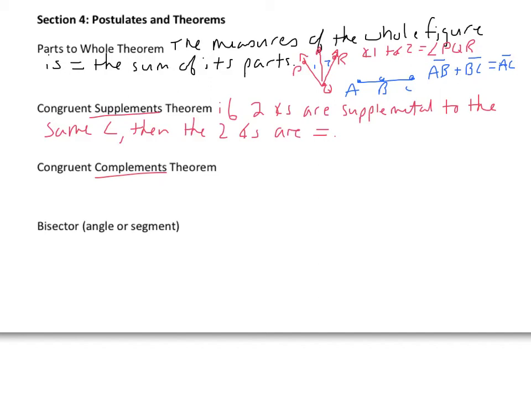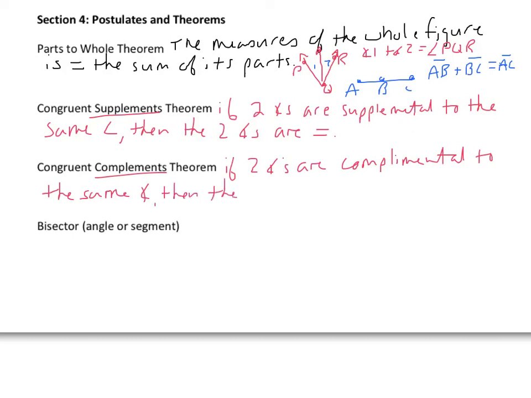If two angles are complementary, or complements of each other, I'll just say complemental, to the same angle, then they are equal. So what does that look like?